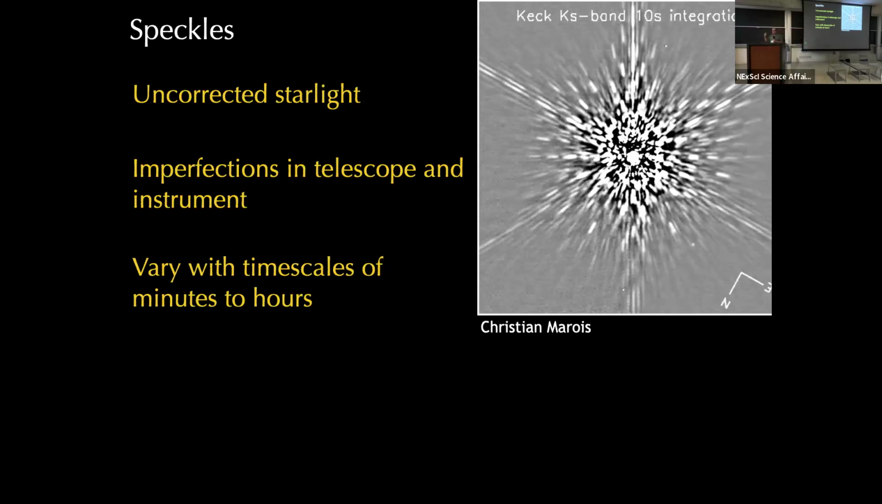What are they? They are imperfections in your telescope. Your telescope optics are not perfect. Your mirror is not the perfect smooth shape you might want it to be. All of these imperfections put some of the starlight in a different part of the image than you'd otherwise like it to be.